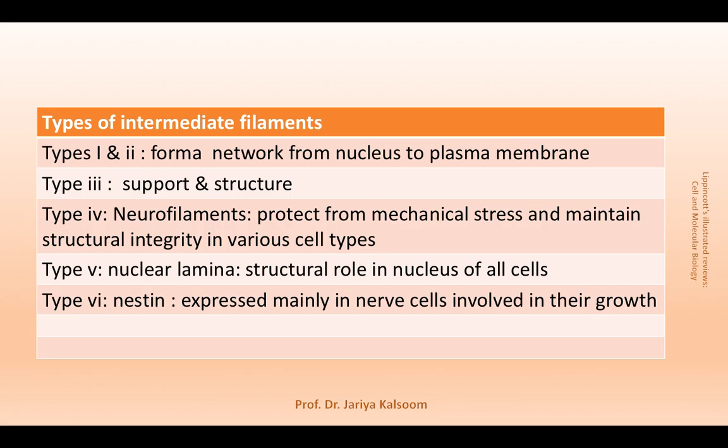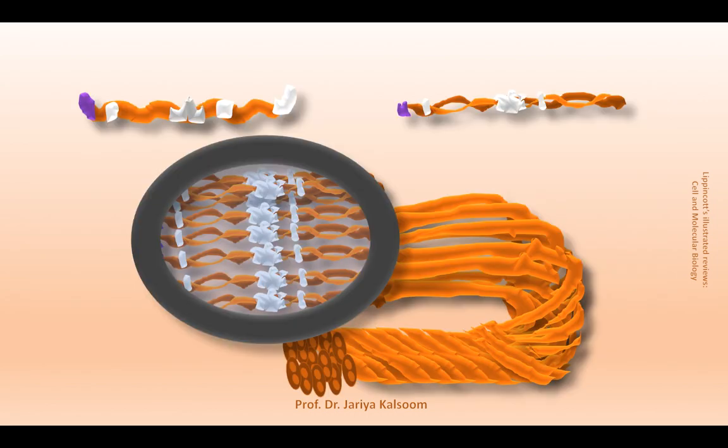Type 1 and 2 intermediate filaments form a network from the nucleus to the plasma membrane. Type 3 intermediate filaments provide support and structure to the cell. Type 4 include neurofilaments, which protect the cell against mechanical stress. Type 5 form the nuclear lamina, whereas type 6 is involved in the growth of nerve cells. This is an illustration of the structure of dimers of intermediate filaments forming coiled coils.